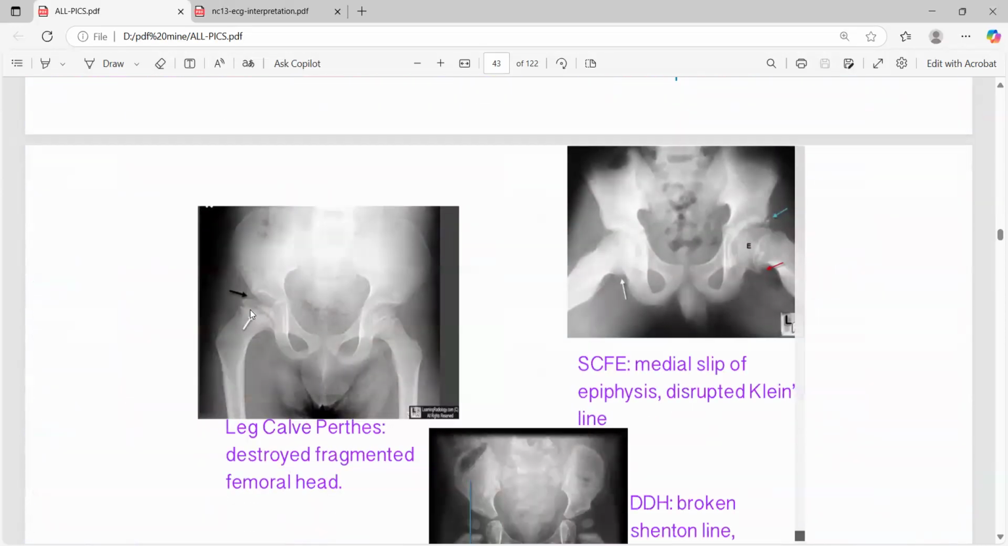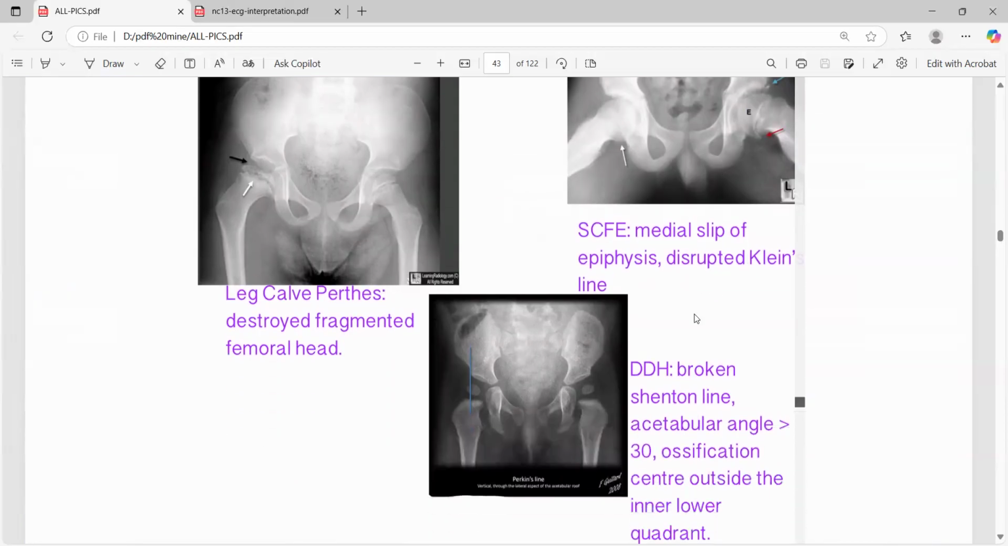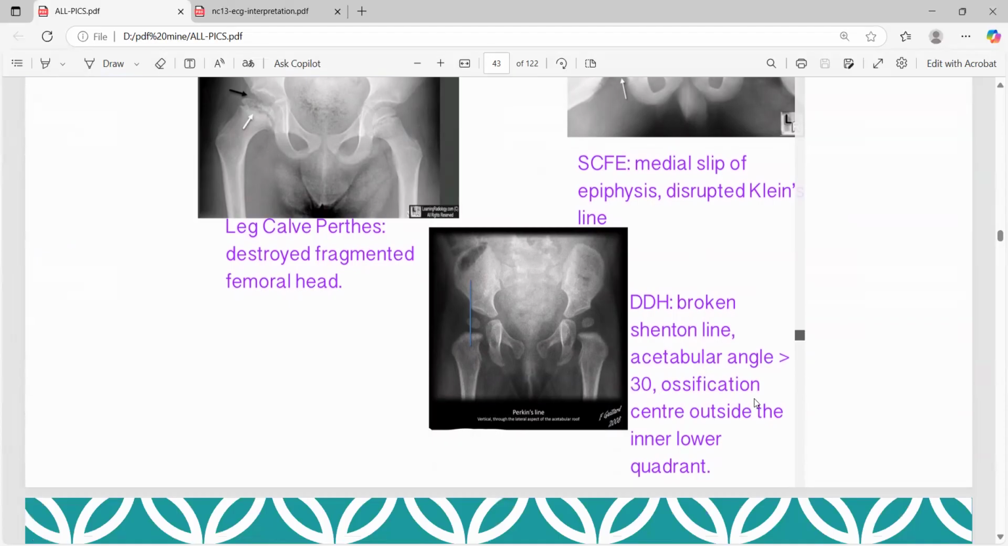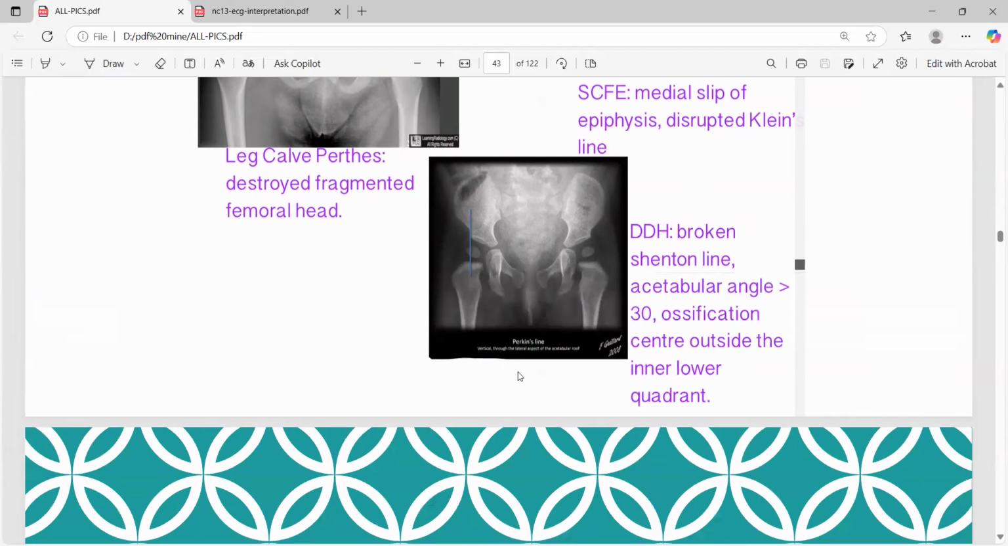Then the X-rays. This is Legg-Calvé-Perthes. You can see the destroyed, fragmented femoral head. This is SCFE, the medial slip of the epiphysis is disrupted, and there is Klein's line that is broken. And then you can see this is DDH. Because of that, the line is broken, and the acetabular angle is 30, with the ossification center outside the inner lower quadrant.